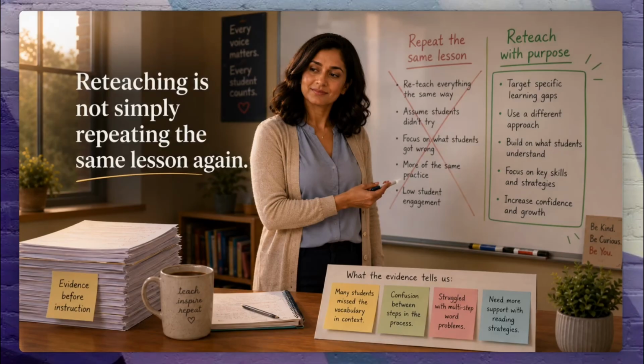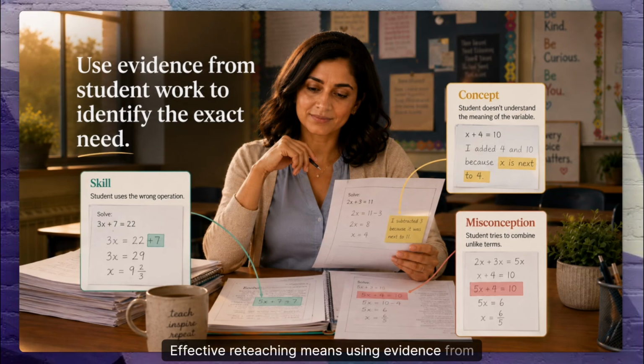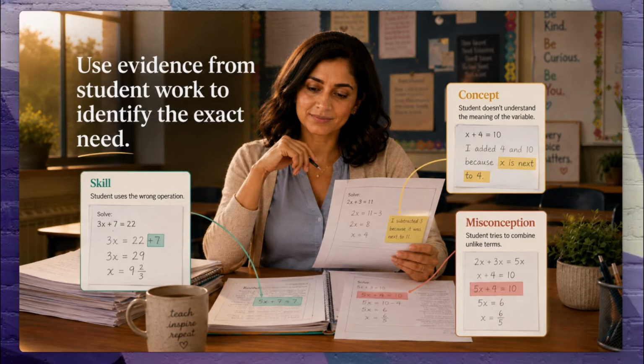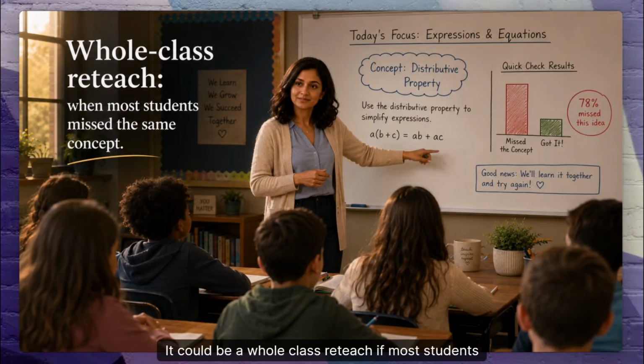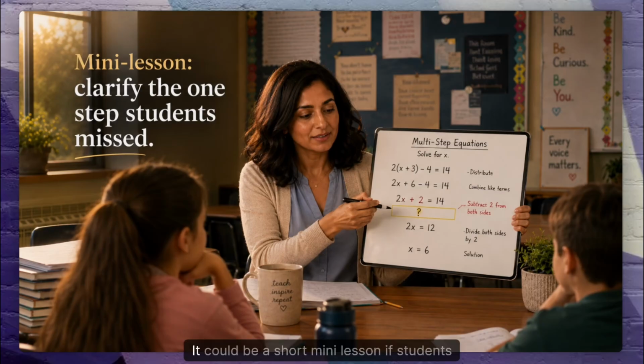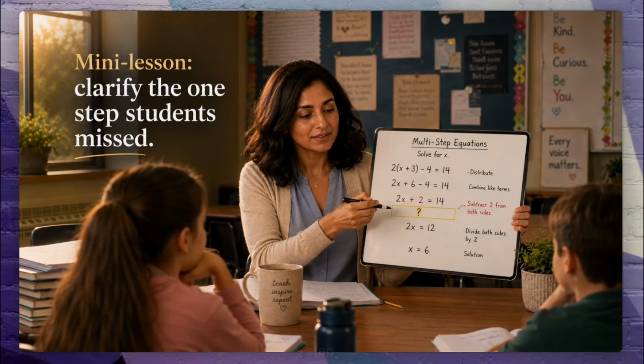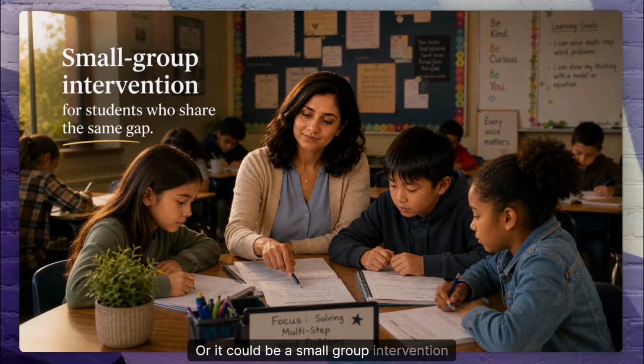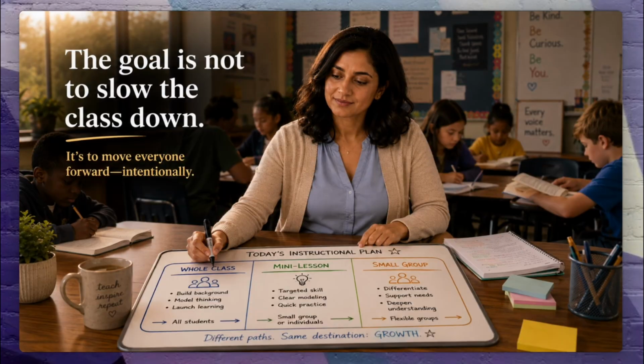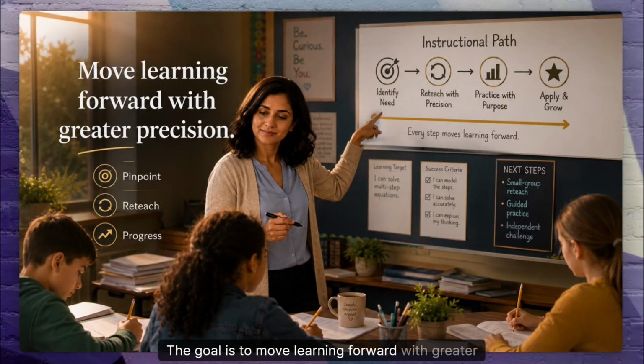Reteaching is not simply repeating the same lesson again. Effective reteaching means using evidence from student work to identify the exact skill, concept, or misconception that needs attention. It could be a whole class reteach if most students miss the same concept. It could be a short mini lesson if students understood the basics but missed one important step. Or it could be a small group intervention for a few students who share the same gap. The goal is not to slow the class down. The goal is to move learning forward with greater precision.